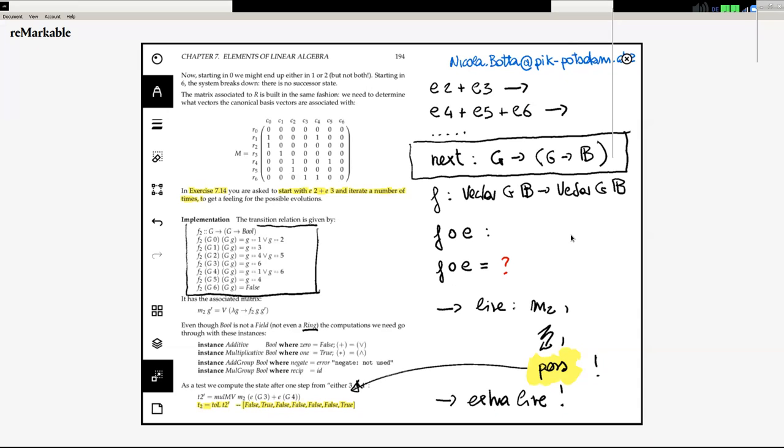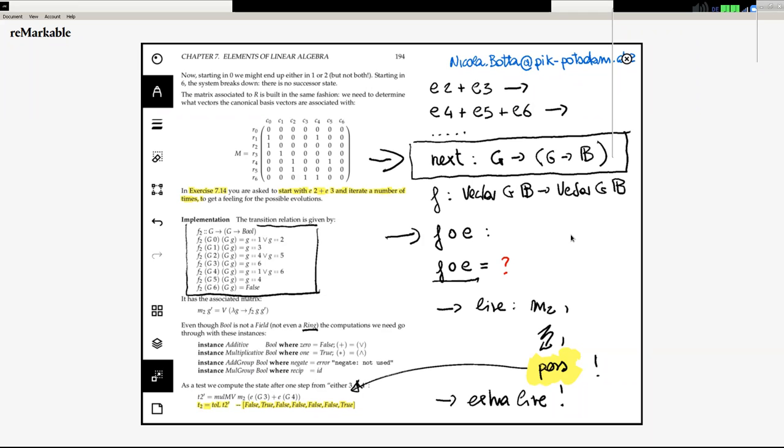we can still apply this idea and we can build our matrix. So our matrix is going to be the transpose of F following the canonical basis vectors. So what is in this case F following E? What we have in our hands is just this transition function next. We do not have anything else. So we have to ask ourselves whether we can define F following E, and therefore the transition matrix, in terms of next.